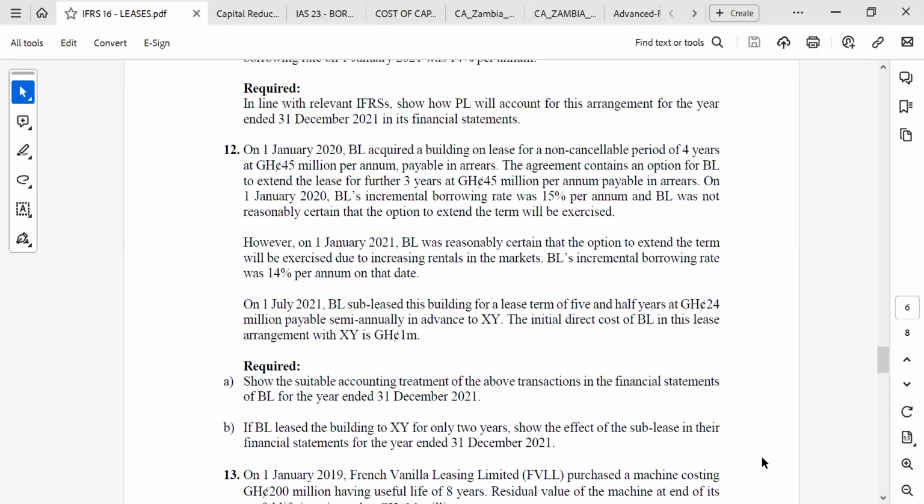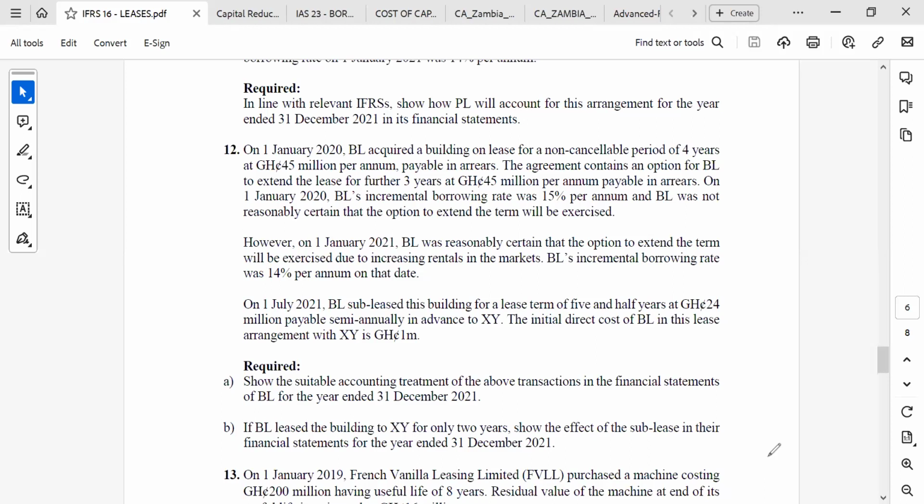BL subleased this building for lease rentals of 5.5 years at 24 million, payable semi-annually in advance to Excel. The initial direct cost of BL in this lease arrangement with Excel is 1. Okay, so the annuity.